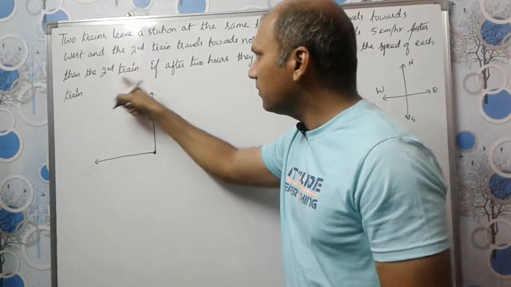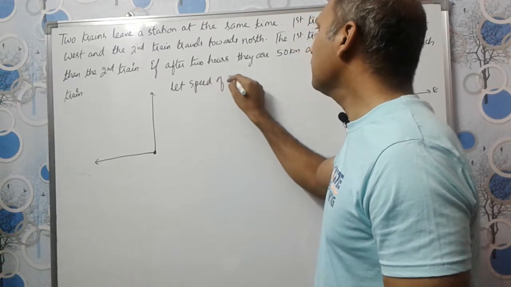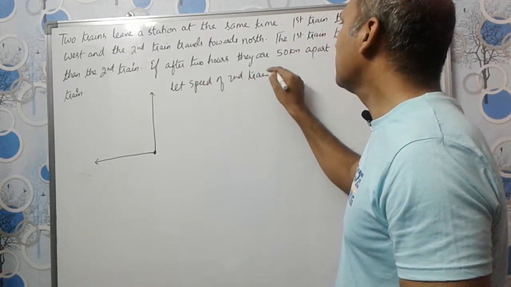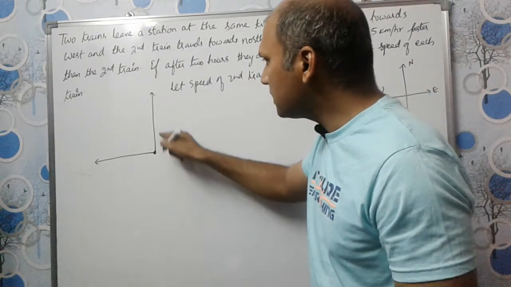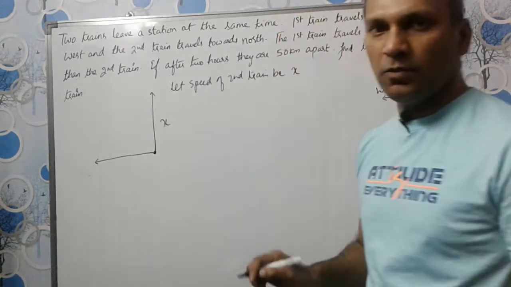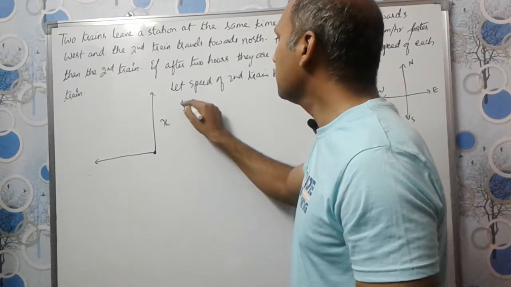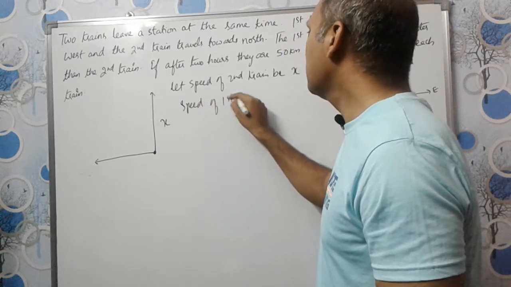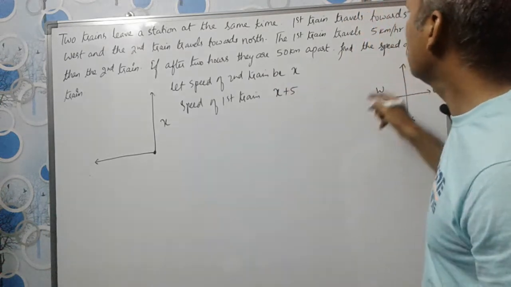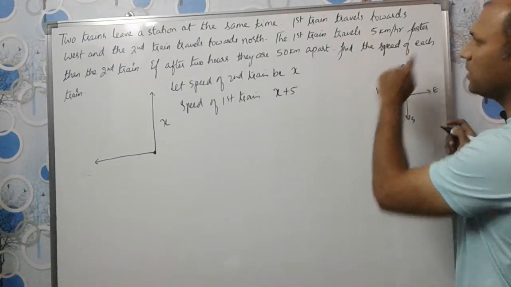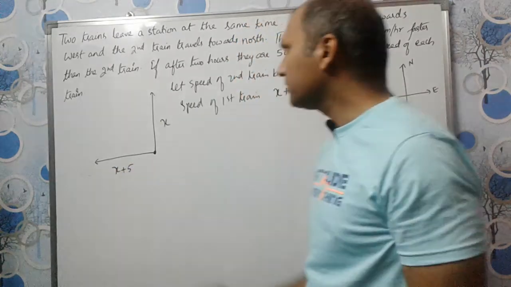Let the speed of the second train be x kilometers per hour. What is the speed of this train? This is the second train, which is traveling north, x kilometers per hour. What will be the speed of the first train? The speed of the first train will be x plus 5 because it is traveling 5 kilometers per hour faster than the second train. So this speed is x plus 5.